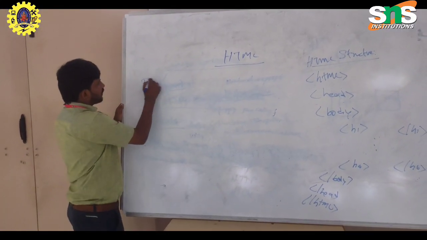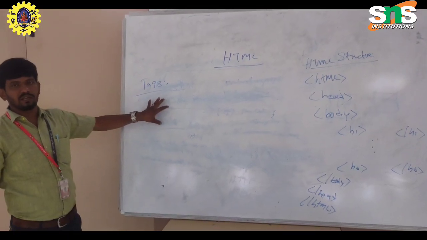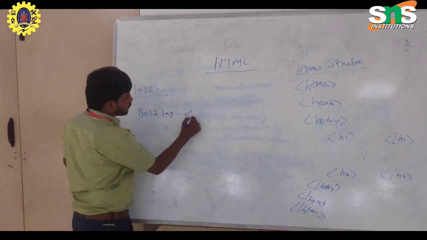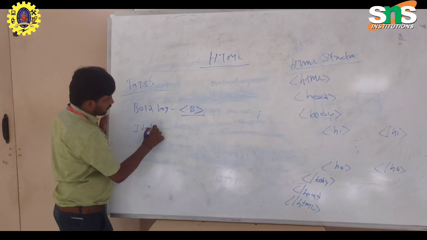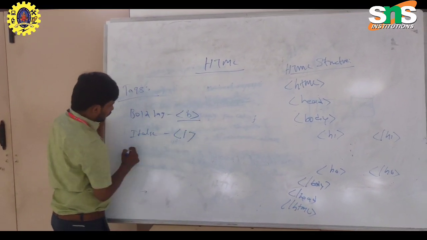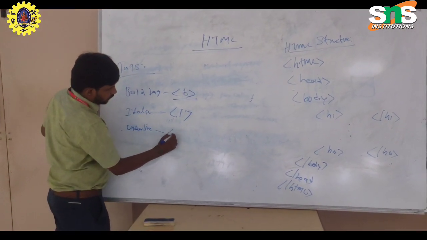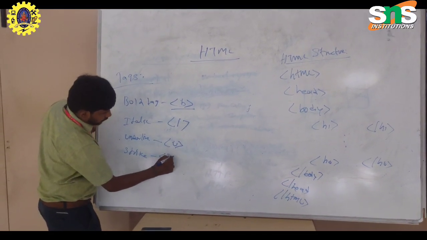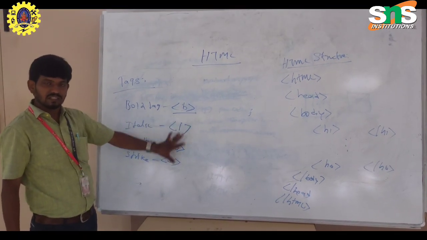Now we are going to talk about tags. In HTML, we have a number of basic tags. The first one is the bold tag. We use the tag B. Next is italic. We use I. Next is underline. We can use U. Next is strike. We can use S. These are the very basic tags in HTML.